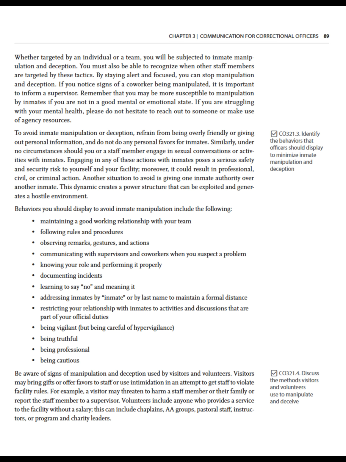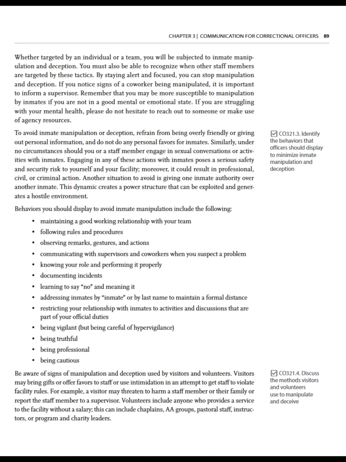Behaviors you should display to avoid inmate manipulation include the following: maintaining a good working relationship with your team, following rules and procedures, observing remarks, gestures, and actions, communicating with supervisors and coworkers when you suspect a problem, knowing your role and performing it properly, documenting incidents, learning to say no and meaning it, addressing inmates by inmate or by last name to maintain a formal distance, restricting your relationship with inmates to activities and discussions that are part of your official duties, being vigilant, but being careful of hypervigilance, being truthful, being professional, being cautious.